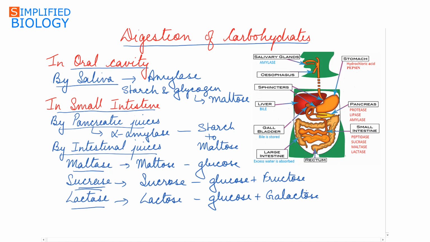So the digestion of carbohydrate starts in the mouth and continues in the small intestine. These enzymes can be remembered by the word SMALL. Small has 2 L's, but in this we'll add 2 A's: sucrase, maltase, amylase, that of saliva, and alpha amylase of pancreatic juices, and lactase.